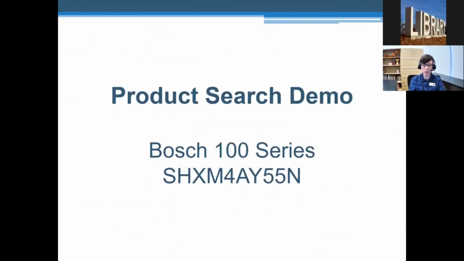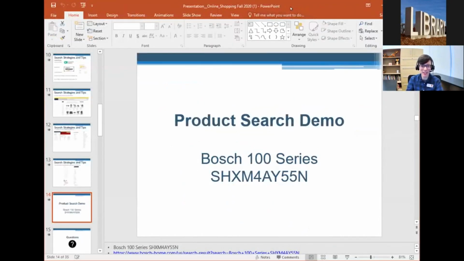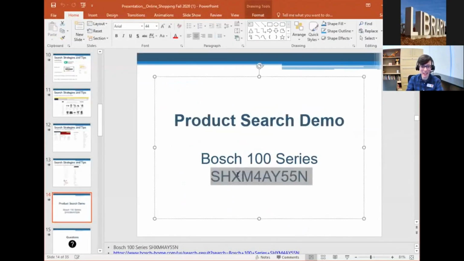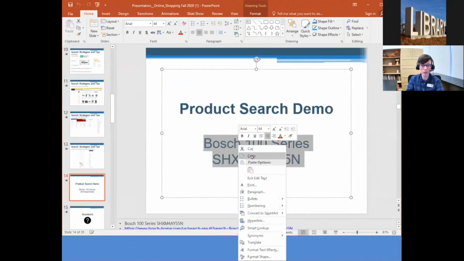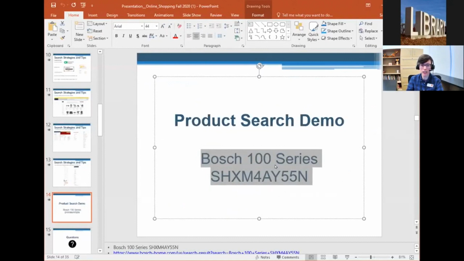Okay, so let's actually do a demo, and we're going to search for this Bosch 100 series, and this is a washing machine. Oh no, it's a dishwasher. Yep, dishwasher. Okay, so that's one of those large ticket appliance items. I'm going to copy what the item is because I'm looking for this specific model. So I'm going to copy that.